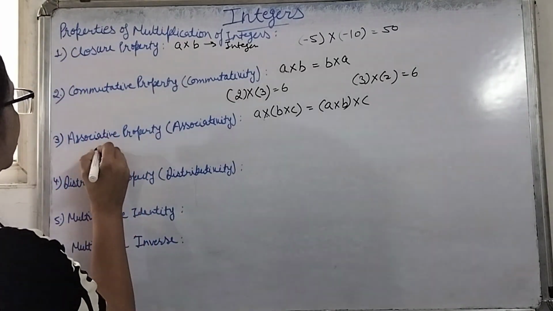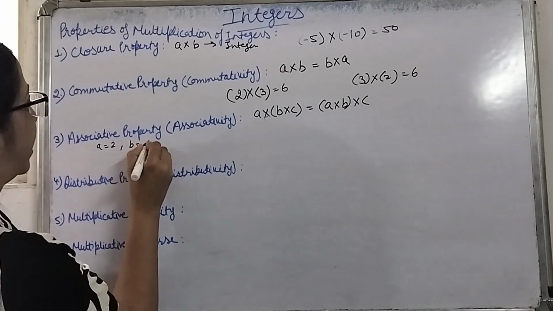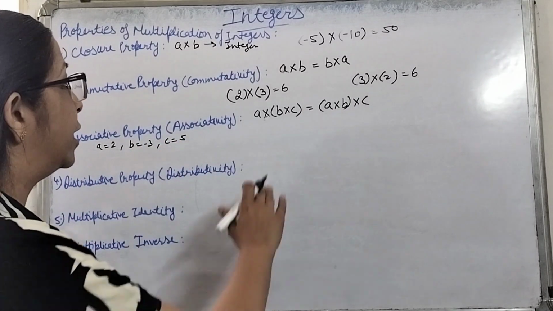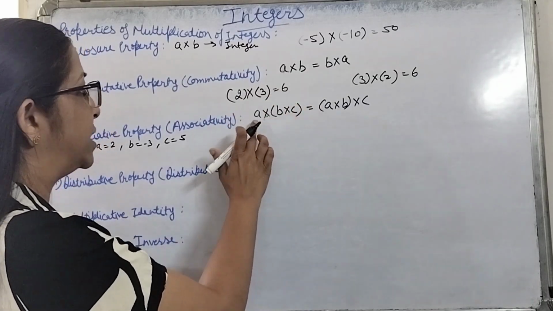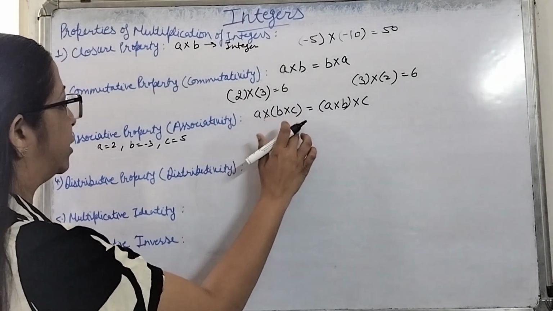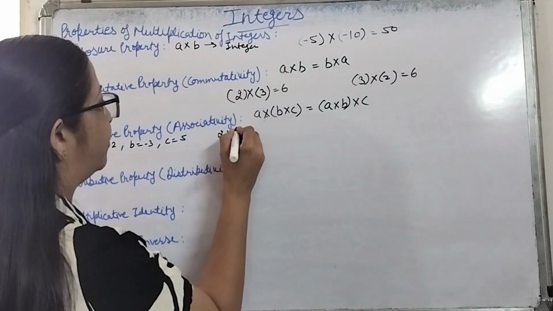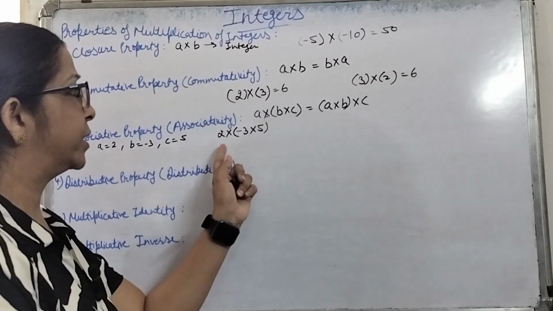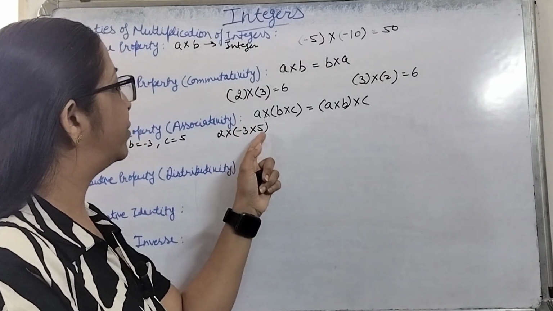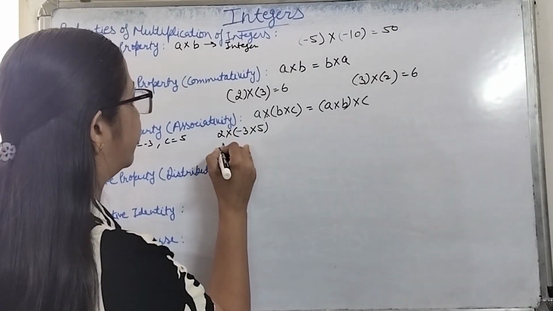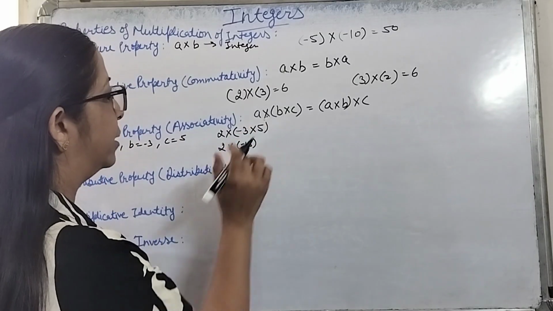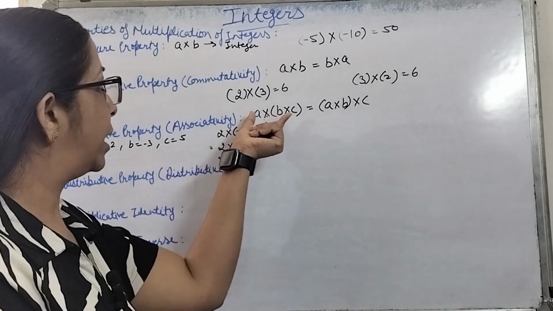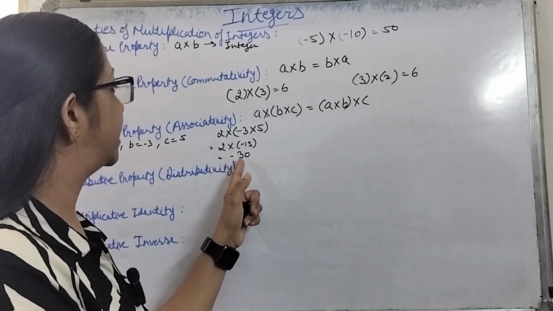Suppose we take the value of a as 2, b as -3 and c as 5. These three are integers. Now if we take the LHS part, that means a multiplied by (b multiplied by c), it could be written as 2 multiplied by (-3 multiplied by 5). In this case, first of all, we solve the bracket. So 5 multiplied by -3 will be -15. Now 2 multiplied by -15 will be -30. So the answer for this LHS part is -30.